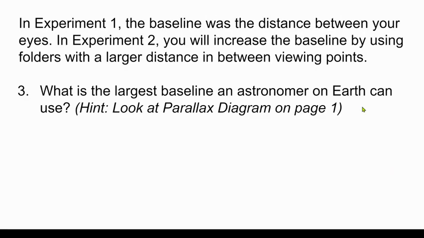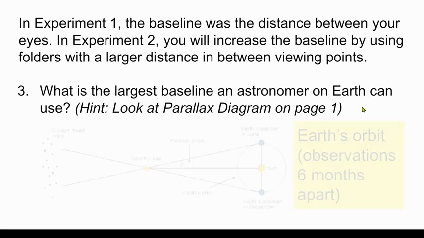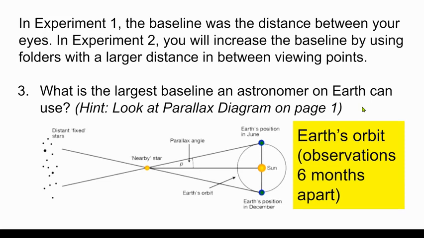If we look back at the first drawing, in Experiment 1, the baseline was the distance between your eyes. In Experiment 2, we're going to increase our baseline by using the folders with the larger distance between viewing points. On Earth, the largest baseline that the astronomer can use is, hopefully you told me, Earth's orbit, observations taken 6 months apart.